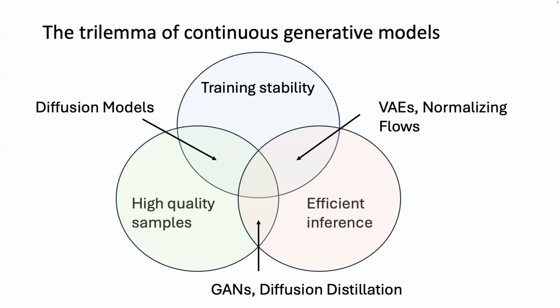For GANs and some types of distillation methods, you have high quality samples and efficient inference, but in some cases they don't train in a very stable fashion. Diffusion models are on the other axis: they have high quality samples and very stable training, but the inference is not very efficient. So essentially we need something with training stability, high quality samples, and efficient inference, and of course this is something a lot of people want.